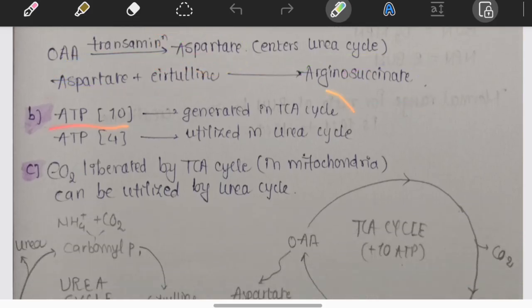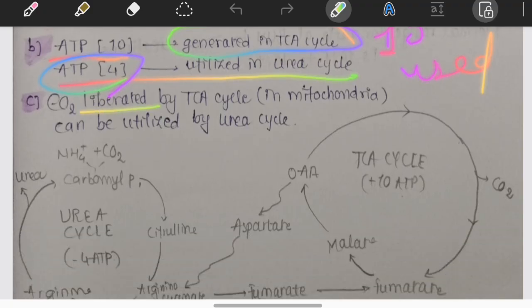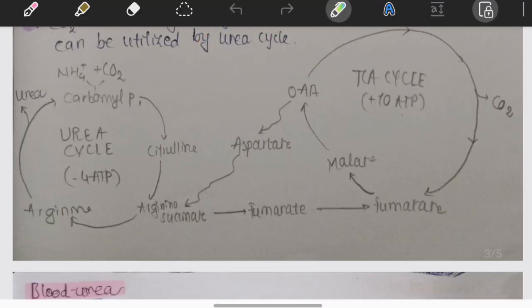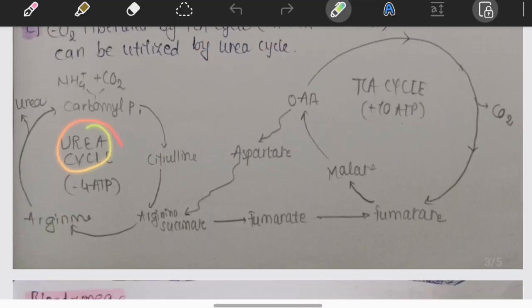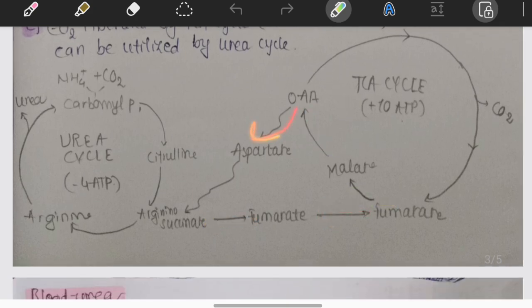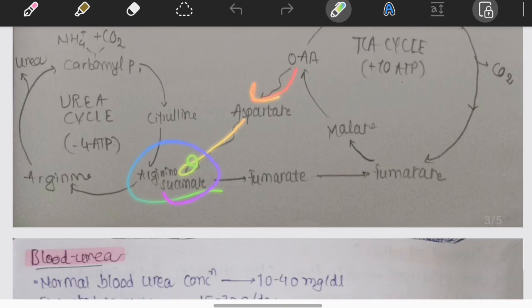In the TCA cycle 10 ATP are generated, and in the urea cycle 4 ATP are used. CO2 liberated by the TCA cycle in mitochondria can be utilized by the urea cycle. Here is the integration between the TCA cycle and the urea cycle: fumarate formed, malate to oxaloacetic acid, then aspartate, and then argininosuccinate.